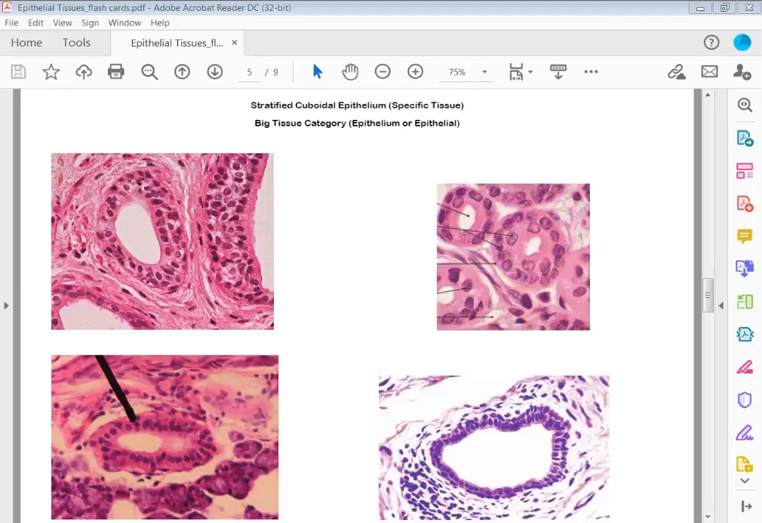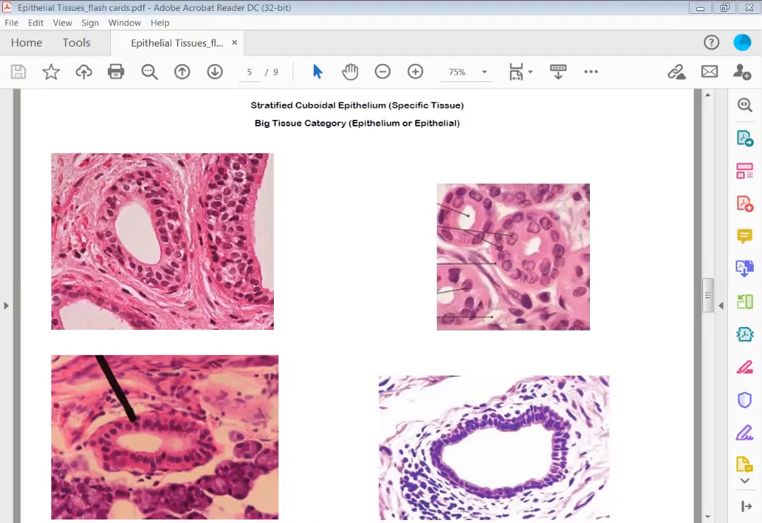On the practical, if I have a pointer pointing right here and I ask you what this structure is, the structure is the basement membrane. If I ask you what the cell is right here, the cell is a basal cell, or you can call it a stem cell. If I ask you what the specific tissue name is, you're going to tell me stratified cuboidal epithelium. If I ask you what the big tissue category is, you're going to tell me epithelium or epithelial.